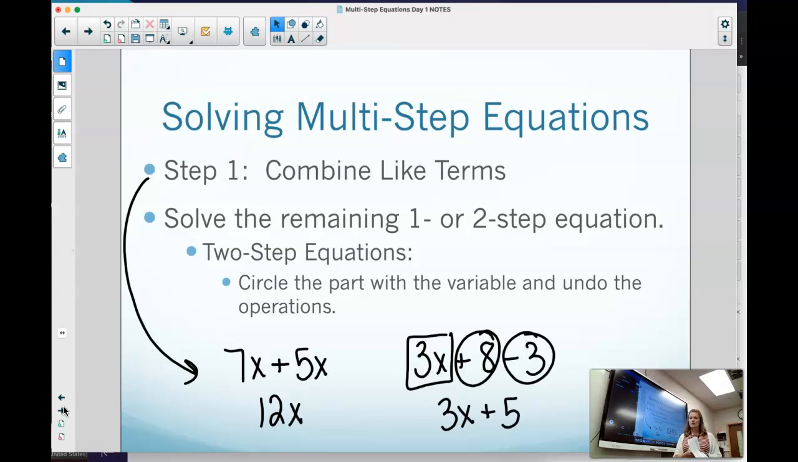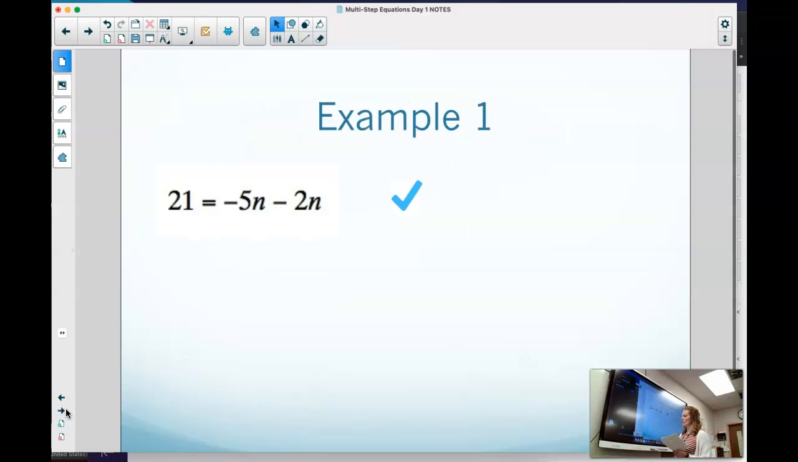Simplifying the expressions first. And then from there, step 2 is to solve the remaining 1 or 2 step equations. Remember, circle the part with the variable, circle the variable and its best friend, and then undo the other operations. So the next slide, we are just going to look at a few examples, okay?